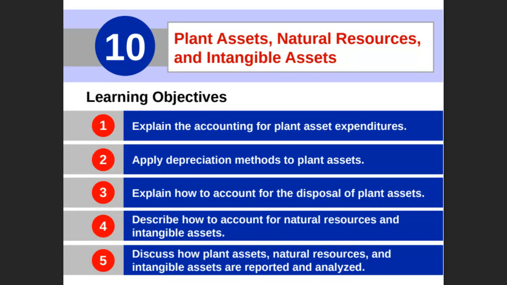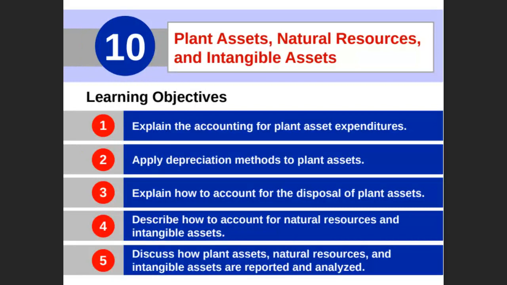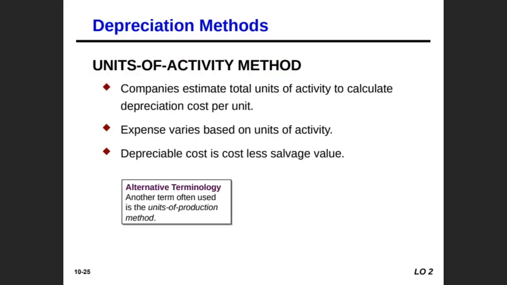As you know, last time we started chapter number 10, which is about plant assets, natural resources, and intangible assets. We already started this chapter and we were solving questions up to depreciation, and we stopped at this one, the units of activity method.